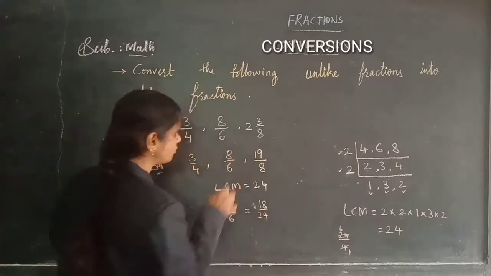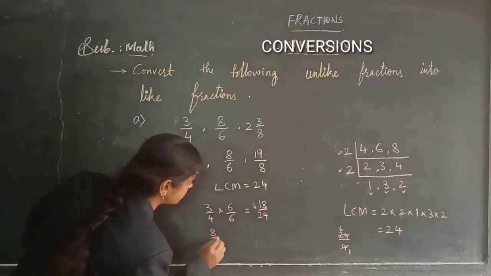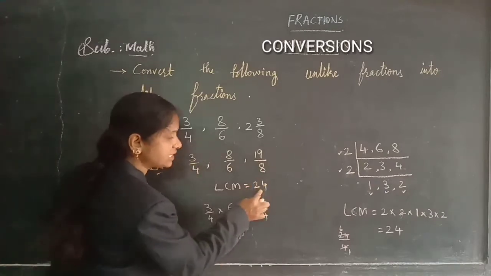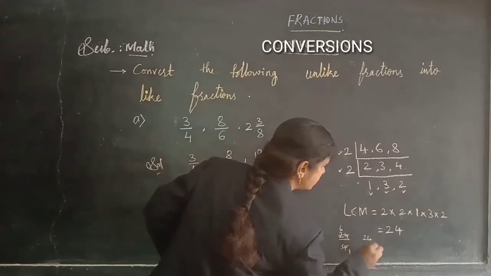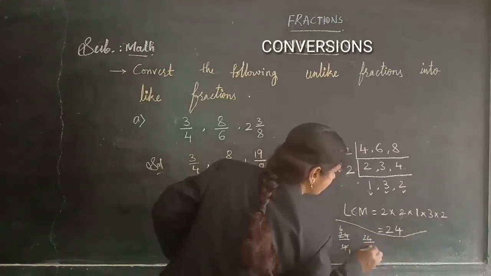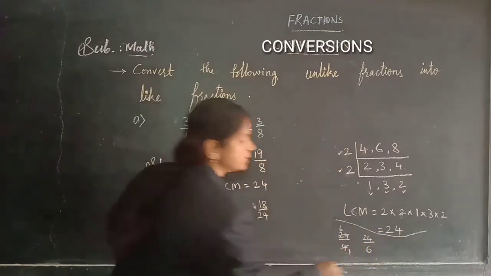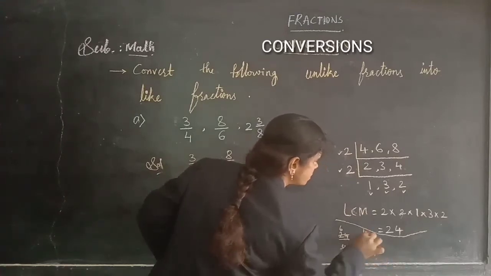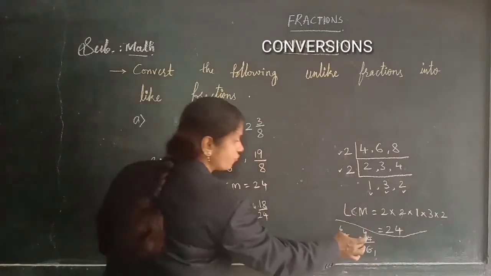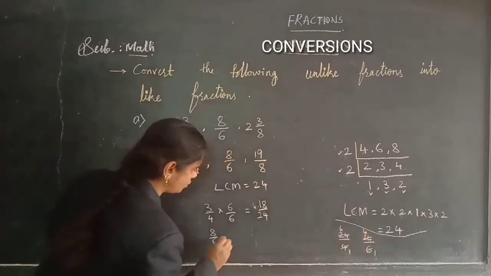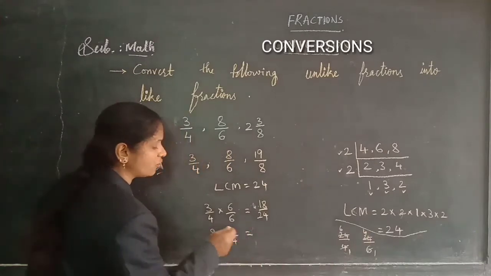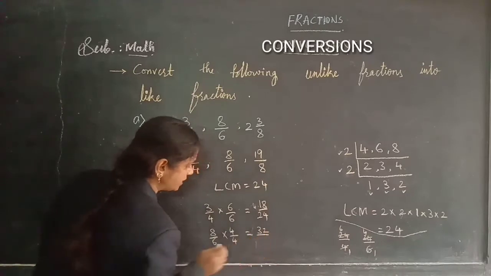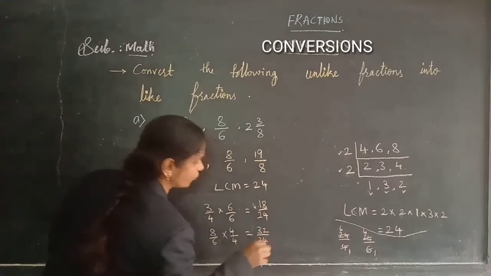Now let's take down the second fraction, 8 by 6. Now you divide this 24 by the 6, children. So the LCM number 24 we are dividing by 6. Okay. 6 1s are 6, 6 4s are 24. Now this number 4 you need to multiply here. 4 by 4. Now 8 4s are 32 and 6 4s are 24.